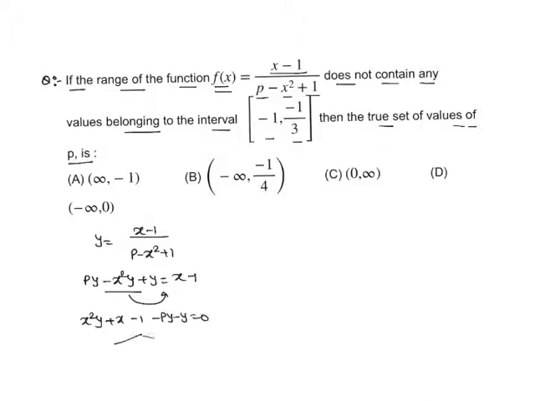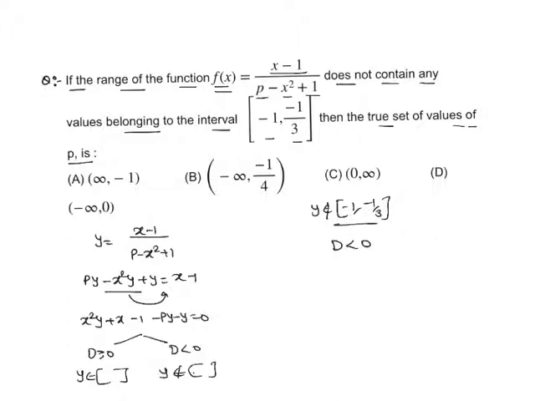Now here we will see, if we take D greater than or equal to 0, we will get y belongs to values. And we want what? If D less than 0, we will get y does not belong to values. So given is what? y does not belong to [-1, -1/3]. So that means in this interval, D should be less than 0.